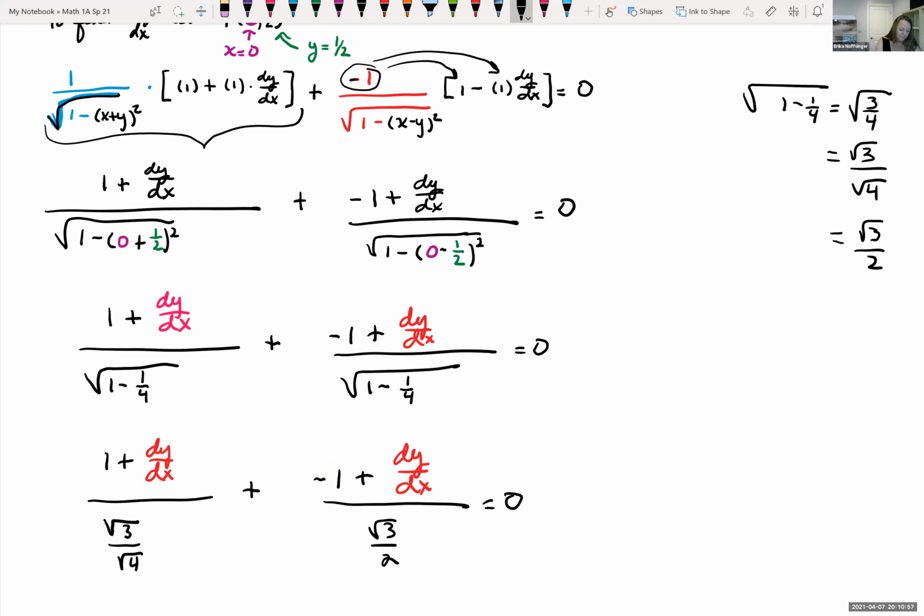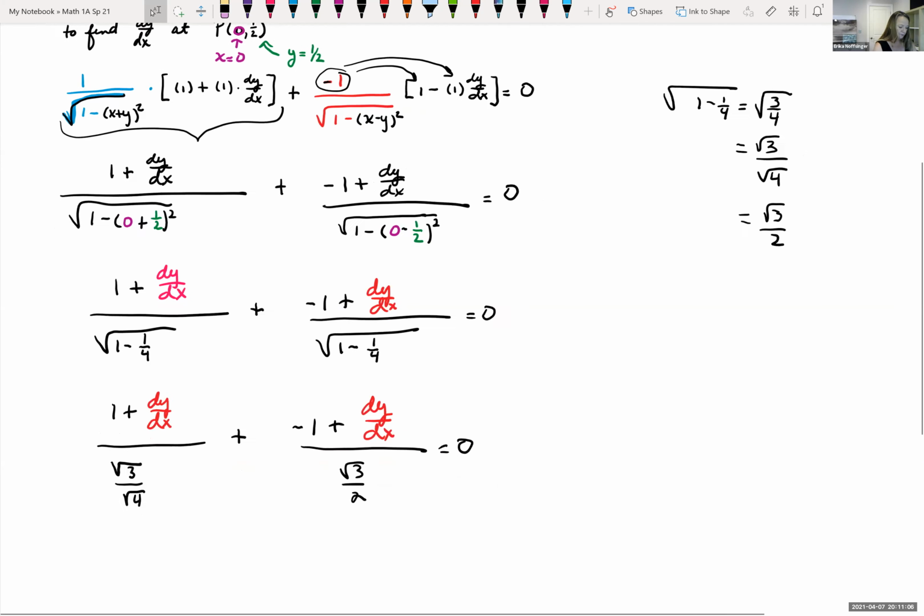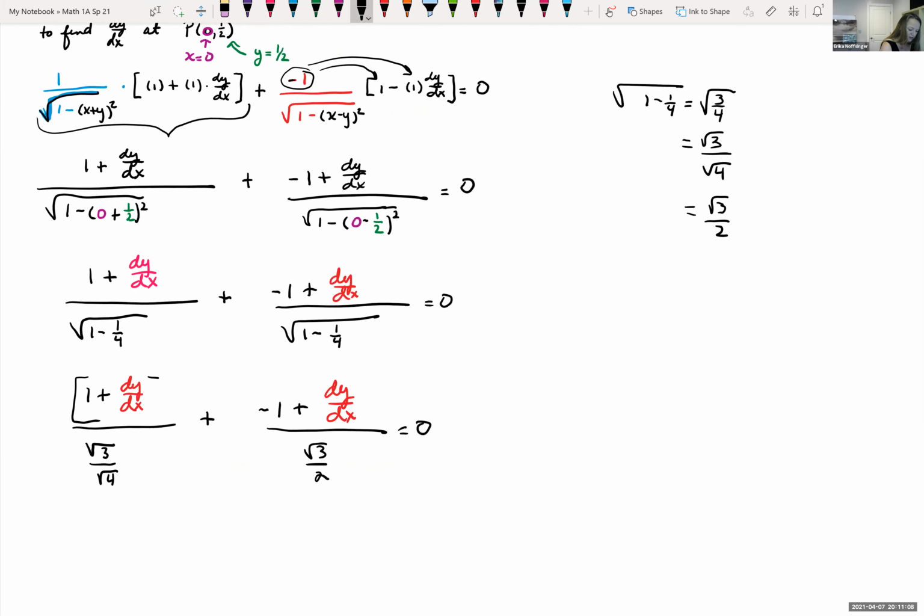So let's invert multiply so we can get rid of this complex fraction. We have to put parentheses around that whole piece, this 1 plus dy dx. Or another thing, I was also thinking that we could also just multiply both sides of our equation. We could clear our fractions, right? Another way to do that.